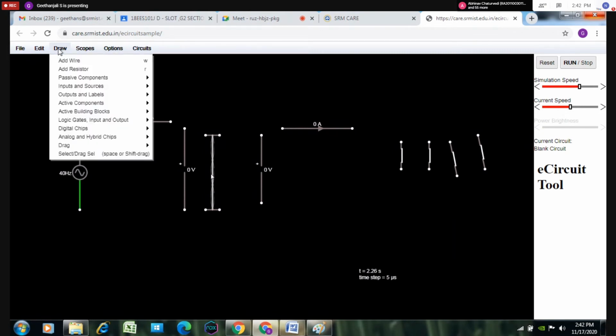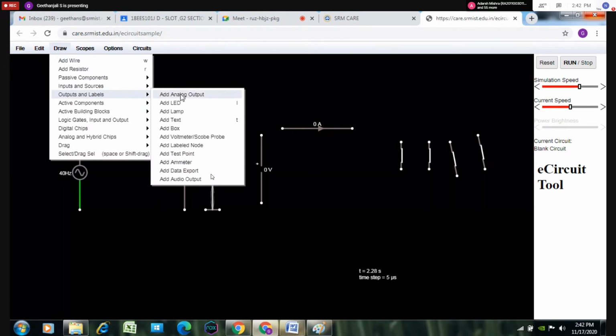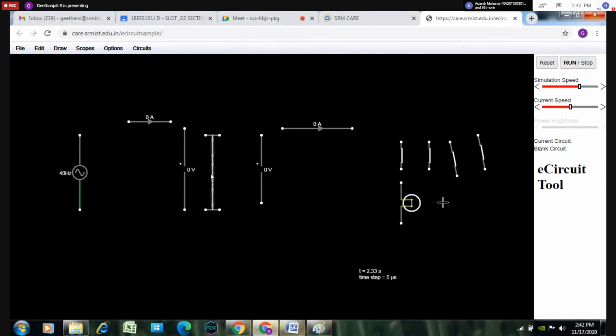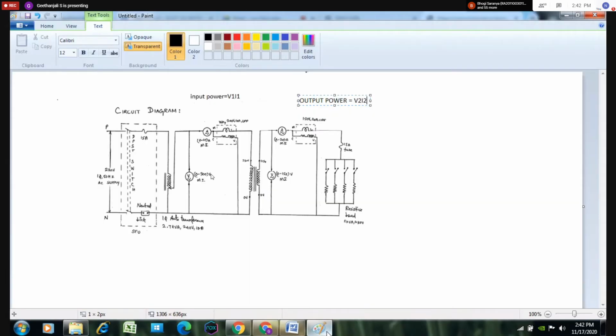Draw, output and labels. Add lamp. We need 4 lamps, so here you keep the 4 lamps. 1, 2. While you are drawing the diagram, all the lines should be straight lines. You should not draw like me. I am explaining, so you should be very attentive, and while drawing the circuit the lines should be straight. That's all. What else do we need? That's all. You see the diagram, we kept everything. Now we have to give the connection.